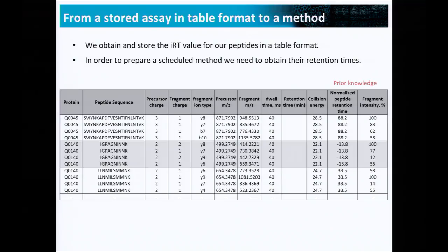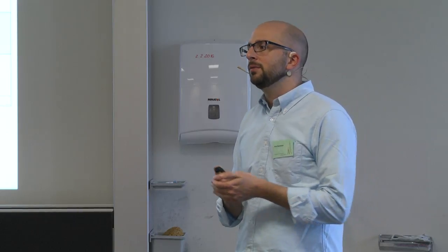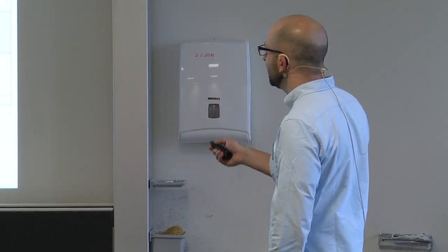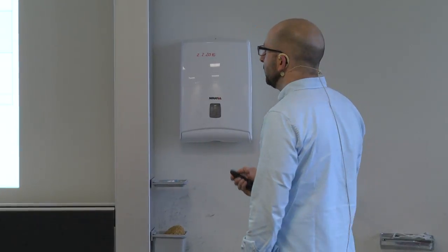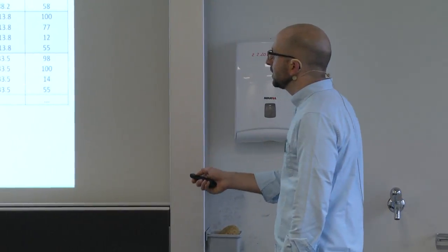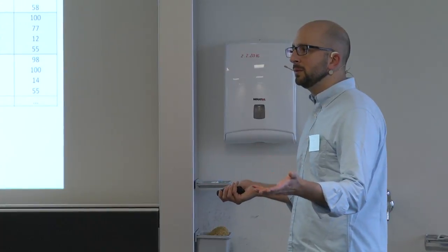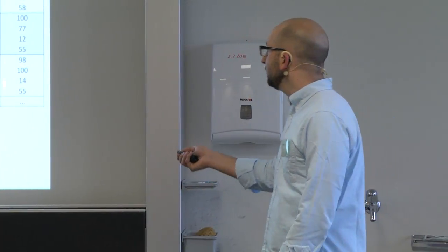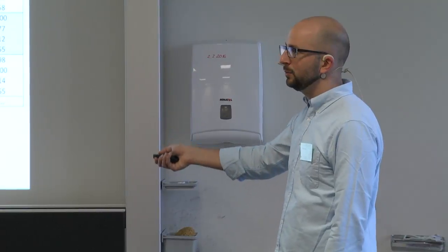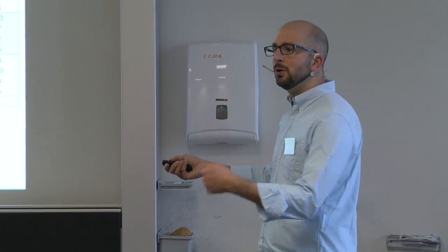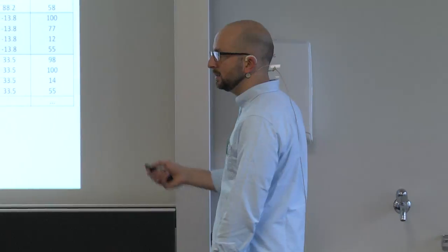So basically we've started with a stored assay. Let's say somebody here in the lab sent me an assay table, where I've stored the normalized peptide retention times, and I would like to fill this retention time column in order to be able to submit it to the machine. When I want to do scheduling, I cannot use these values. I need to fill it in with units in minutes. So I need to go once through the process of predicting these retention times.